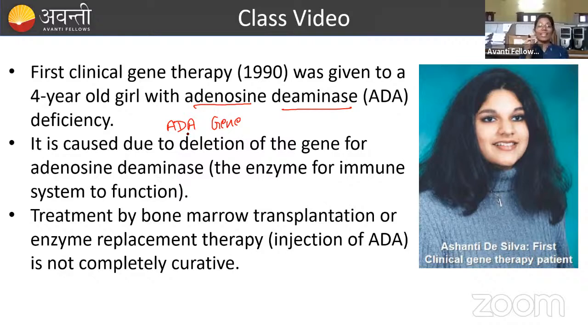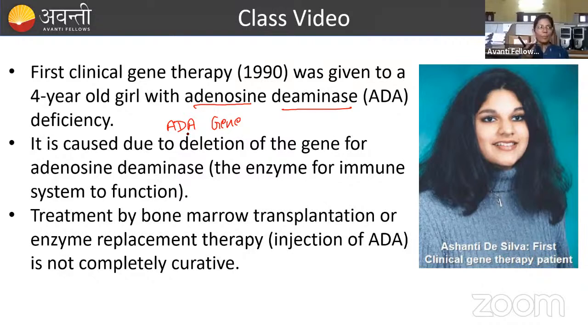She has this ADA gene. By this ADA gene, she is going to produce the adenosine deaminase, and of course, her immune system will work properly. Here, what is happening? There is one gene which is not working. So we are going to repair that gene by removing that and keeping the new one.